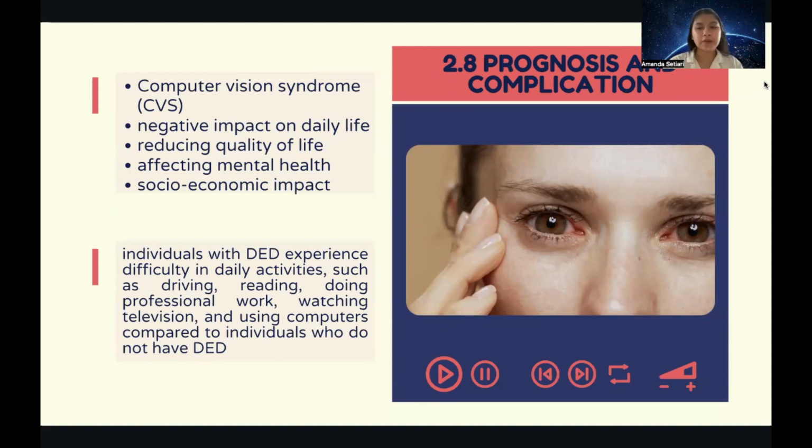I would like to continue the presentation about prognosis and complications. Dry eye syndrome, also known as keratoconjunctivitis sicca (SICA), is a condition where the eyes experience a decrease in tear production or increased evaporation of the tear film. This condition can cause the eyes to become dry and inflamed.